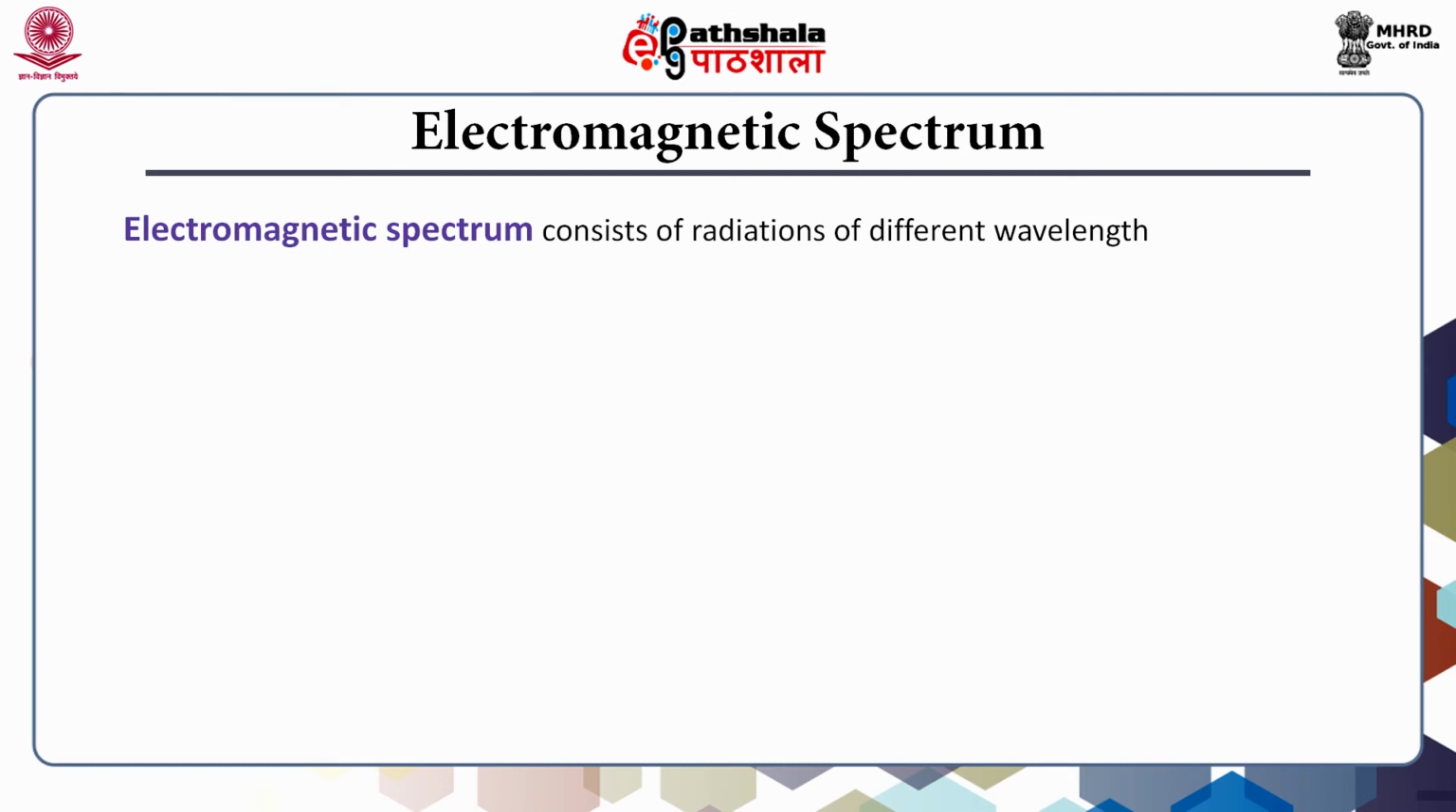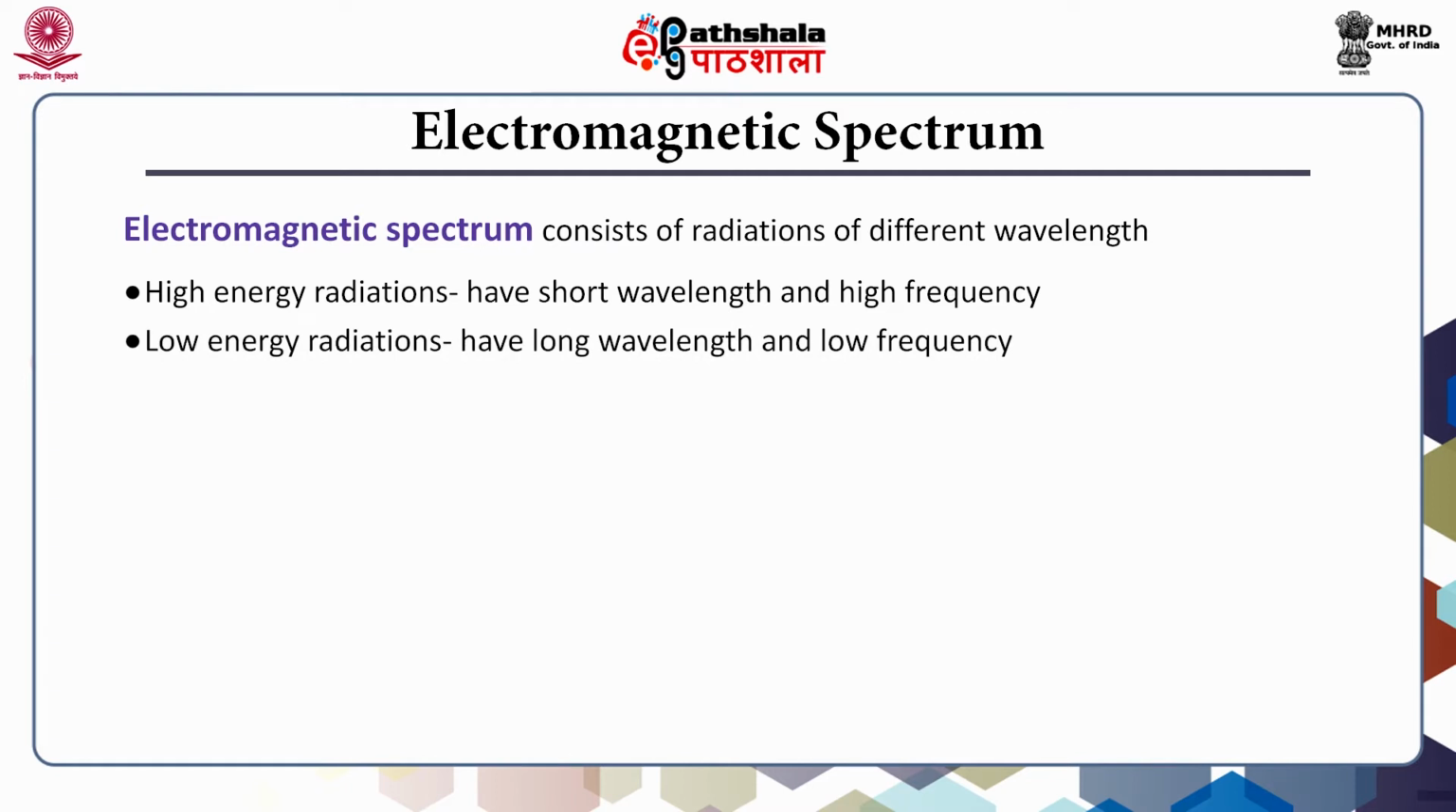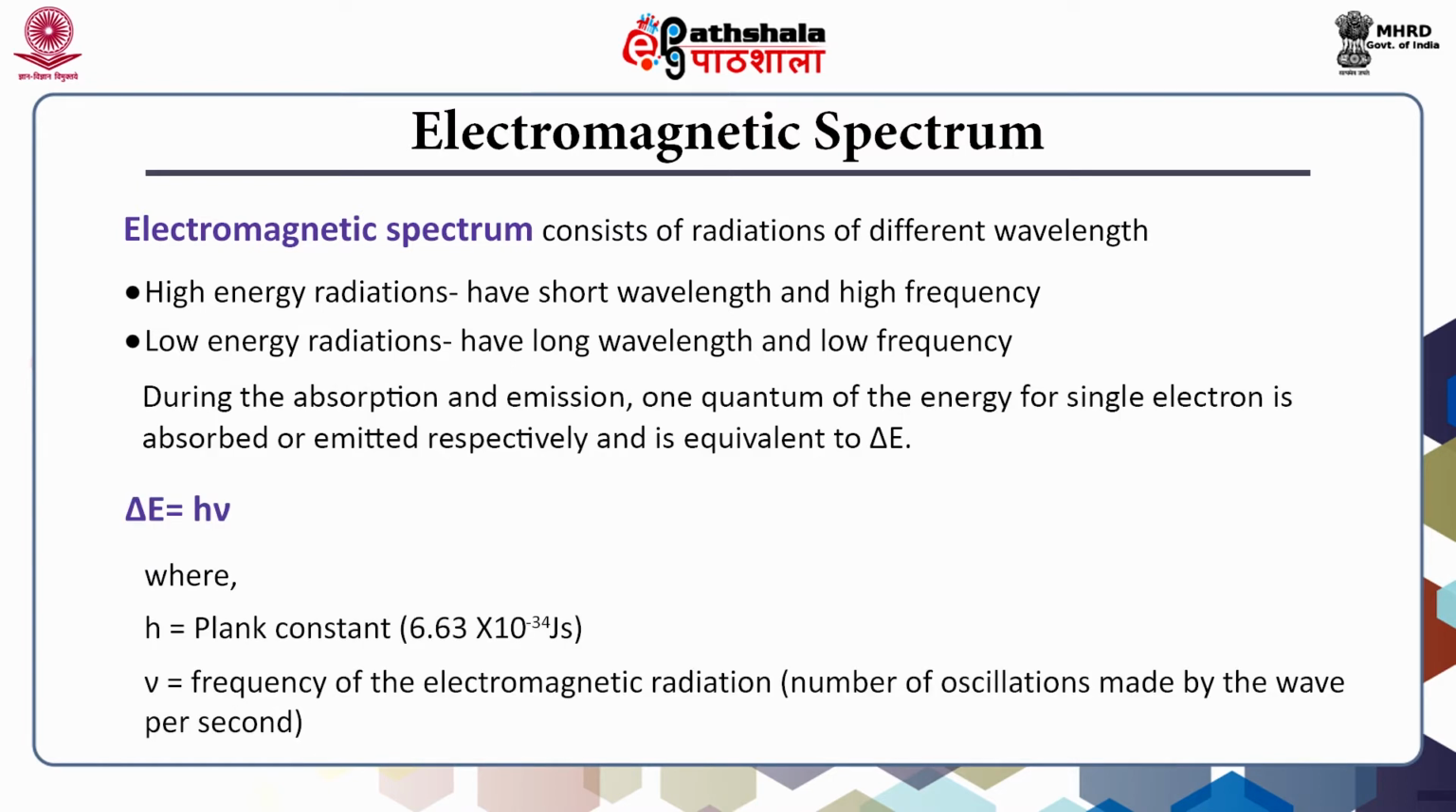Electromagnetic spectrum consists of radiations of different wavelength, each possessing different energy, frequency and intensity. High energy radiations are characterized by short wavelength and high frequency. Low energy radiations are characterized by long wavelength and low frequency. During the absorption and emission, which involves single electron transition, one quantum of the energy is absorbed or emitted respectively and is equivalent to delta E, which is dependent upon the frequency of the electromagnetic radiation.